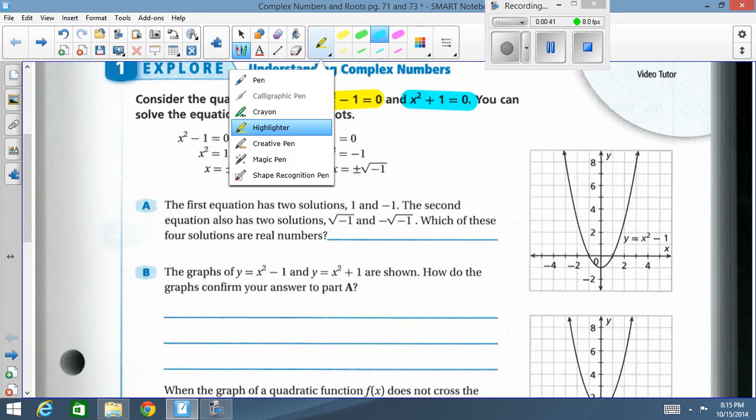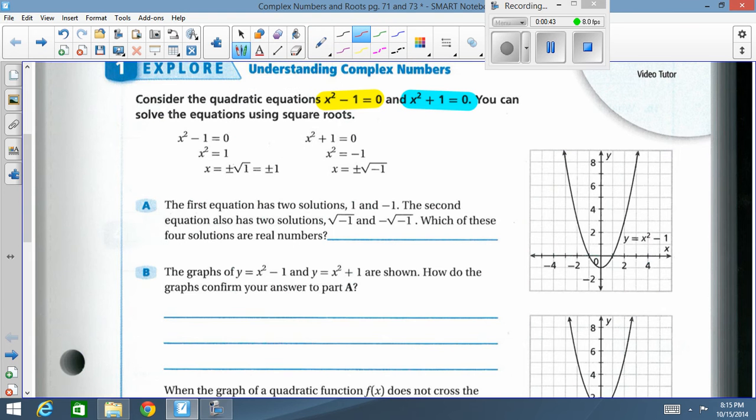Okay, now square roots, if you recall from Algebra 1, is essentially the operation that undoes squaring something. So if you think about like 4 squared being 16, well, the square root of 16 is equal to 4. That's just a little refresher as to what a square root is. When you're asked what's the square root of 16, you're really asking yourself what number times itself would give me 16.